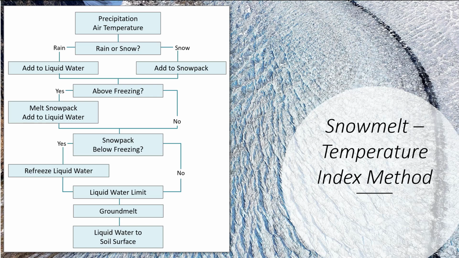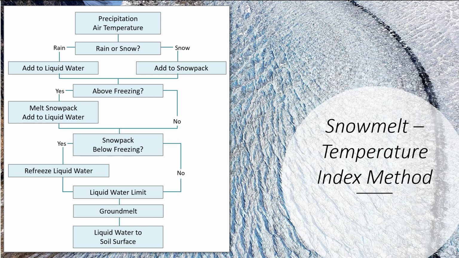Next, the temperature index method determines if the air temperature is above freezing. If it's below freezing, no change in the snowpack occurs. If it's above freezing, the snowpack begins to melt and is added to the liquid water volume within the snowpack. Next, HMS considers, is the snowpack temperature below freezing? If yes, the liquid water within the snowpack refreezes. If the temperature of the snowpack is above freezing, the amount of liquid water within the snowpack is considered.